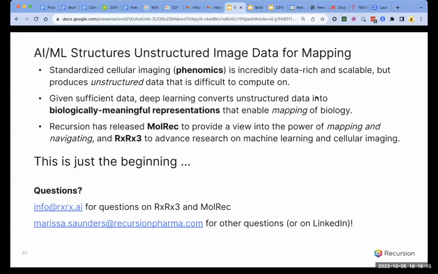So to wrap up, the key takeaway here is that by using AI and ML, we're able to take this image data that is unstructured, turn it into biologically meaningful representations, and use those to map biology. The vision that we have is to use these maps to really decode biology so that we can predict from any perturbation what's going to happen in the cell and how do we impact or reverse those sorts of perturbations. This is just the beginning, and I'm excited to see what we as a community largely can do.